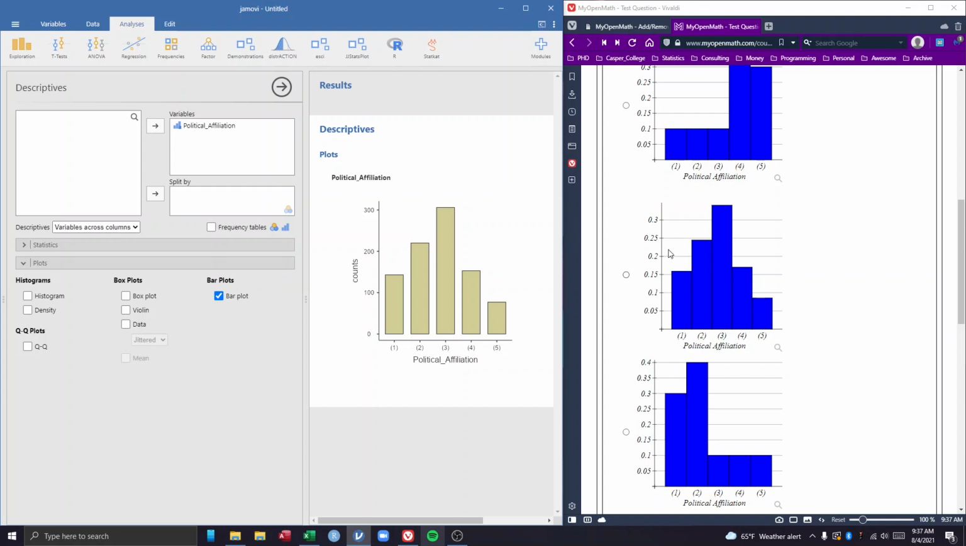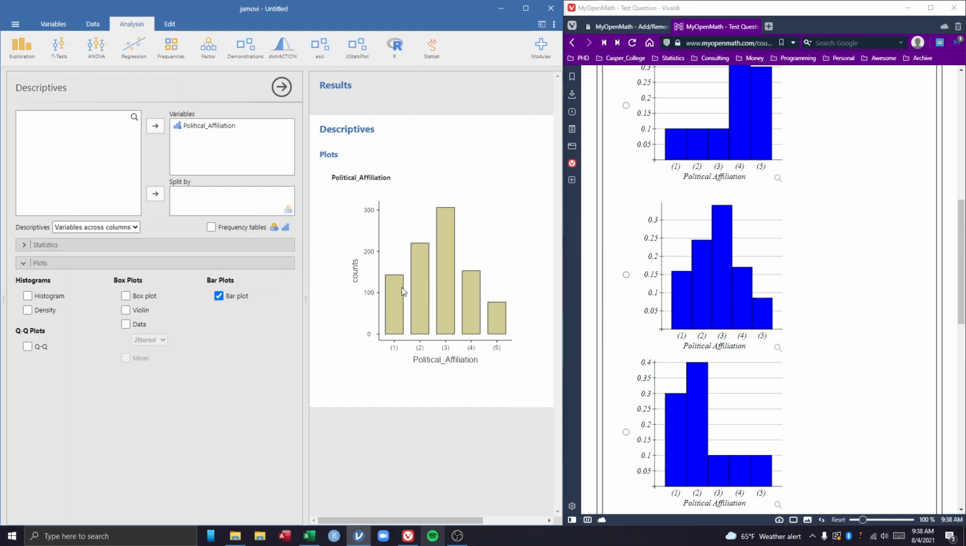Okay, so the one difference that you might notice between these is the y axis. And you'll see this happen sometimes. But the shape is identical between the two. So what's going on here? Well, the y-axis over here for the bar plot that we made in Jamovi is actually just the raw counts. How many people selected that they were extremely liberal, how many people selected that they were extremely conservative, and over here we have the relative frequency, we have the percentages.